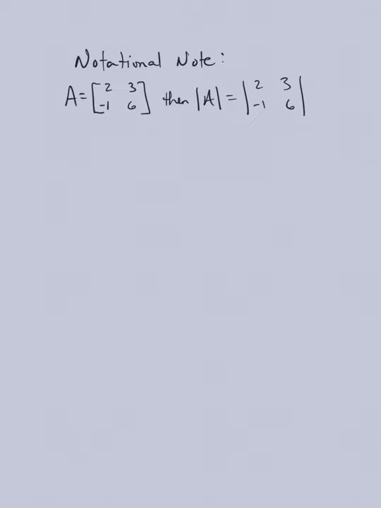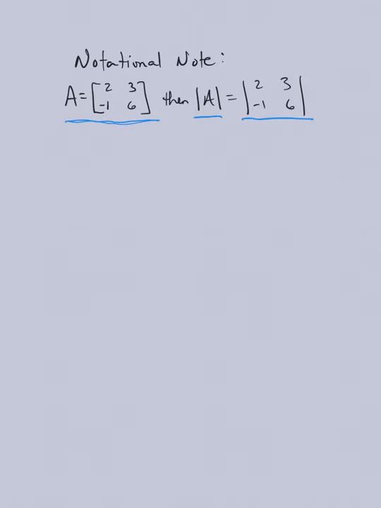A real quick notational note that might seem a little bit silly to mention, but just in terms of notation for determinants, especially if you're using those absolute value bars. I could have a matrix A, and then I could refer to its determinant just by this notation for the determinant, or I could just write the matrix with those absolute value bars on it. It'll just help you understand some notation.